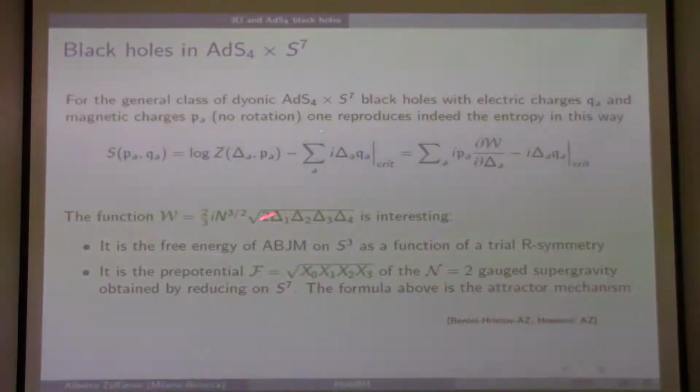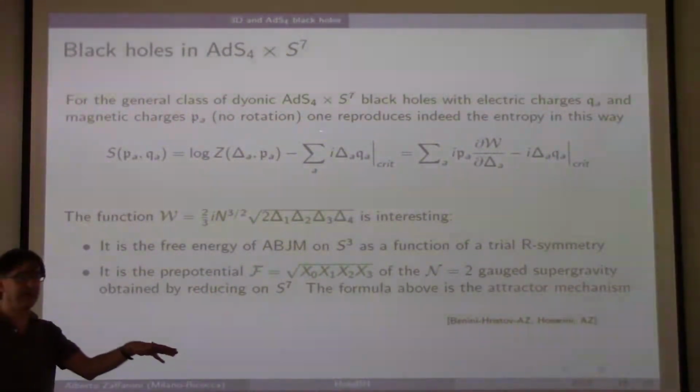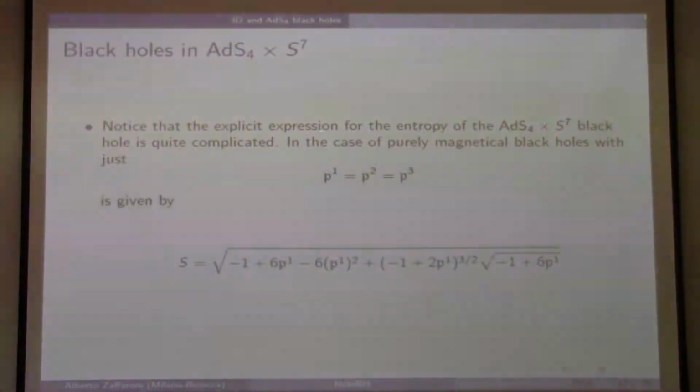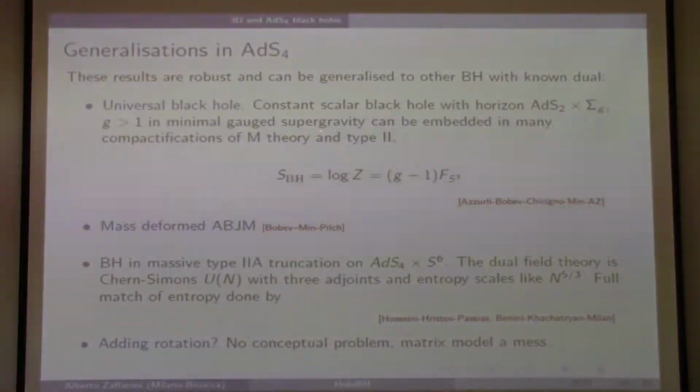And indeed, this function is curious because it can be interpreted in many different ways. It's the prepotential of the gauged supergravity that describes the black hole. And it's also, by a sort of coincidence, a function that you find in the literature if you compute the free energy on a sphere, something completely different, as a function of the trial R-symmetry. This was done by Klebanov, Pufu, and collaborators. You find precisely the same function here. Okay, so it works. It works very well.